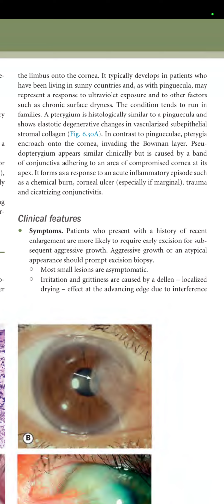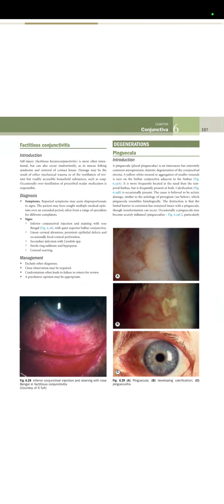So there is another condition known as pseudopterygium, which is not a true pterygium but it looks like a pterygium. And how will you identify it? Because in the cornea there is a certain kind of damage and a fold or band of conjunctiva encroaches onto the cornea on that side. That is called pseudopterygium, and it occurs in chemical burn, corneal ulcer, trauma and cicatricial conjunctivitis. So first let's see the figure.